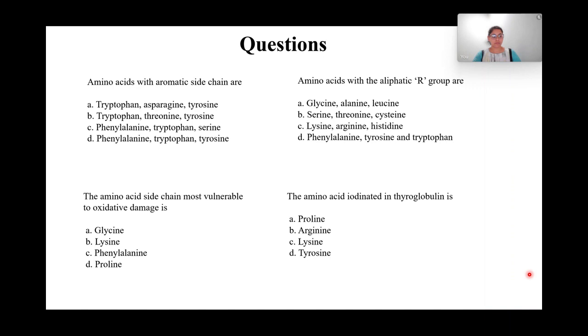And then we have the amino acid side chain which is most vulnerable to oxidative damage because they contain the positive charge on them. And oxidative means which is capable of binding to, which can attack the positively charged ion. And the amino acid which is iodinated in thyroglobulin has tyrosine residues which are iodinated. So they have iodine as a group attached on the tyrosine.